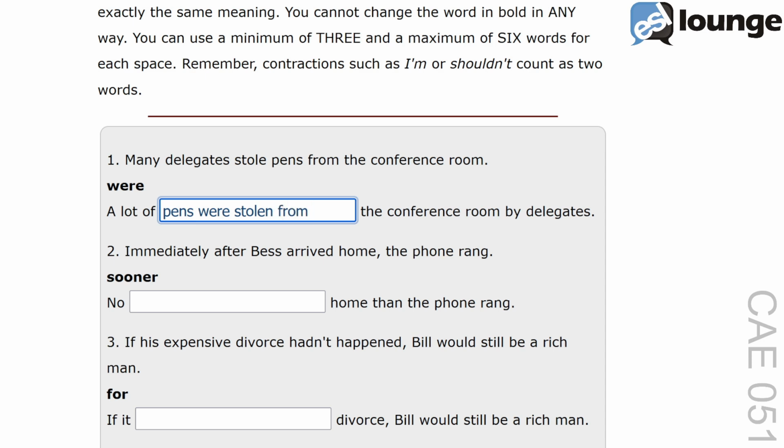This sentence uses passive voice to emphasize the action of stealing rather than who performed it. Pens were stolen from highlights the pens as the subject and shifts the focus away from the delegates. For example, books were taken from the library by students.